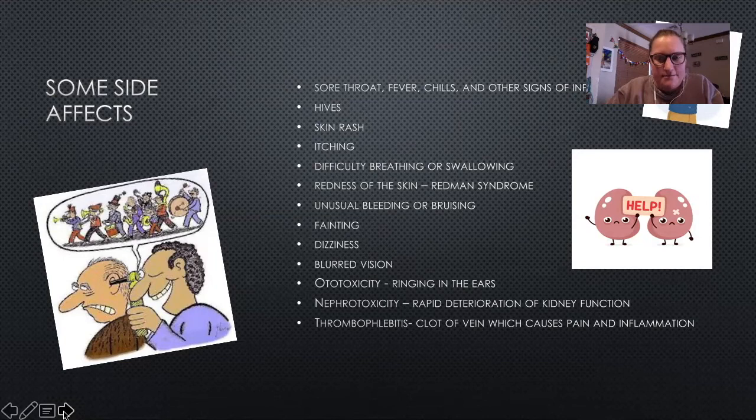Fainting, dizziness, blurred vision. Ototoxicity can happen, which is a ringing in the ear. That's usually reversible, but it can happen. The one that we really want to look out for is nephrotoxicity, which is the deterioration of kidney function. And then also thrombophlebitis, which is a clot in the vein caused by pain and inflammation.